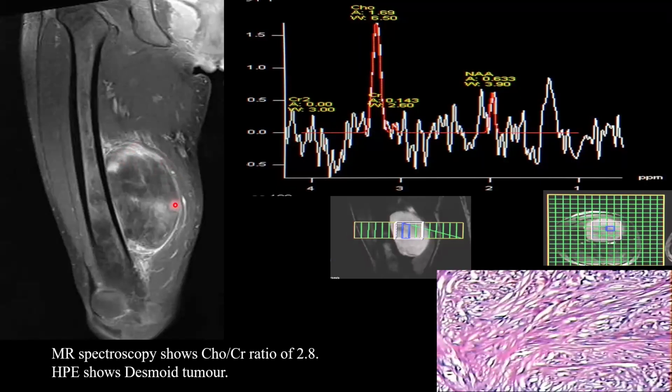Minimal peripheral enhancement here, also able to see the septal enhancement. Bone is intact. Spectroscopy was done and shows minimal choline/creatine ratio of 2.8. The biopsy shows desmoid tumor. So T1 and T2 hypointensity also helps in diagnosis of the tumor, so we have to note the signal intensity of the tumor.